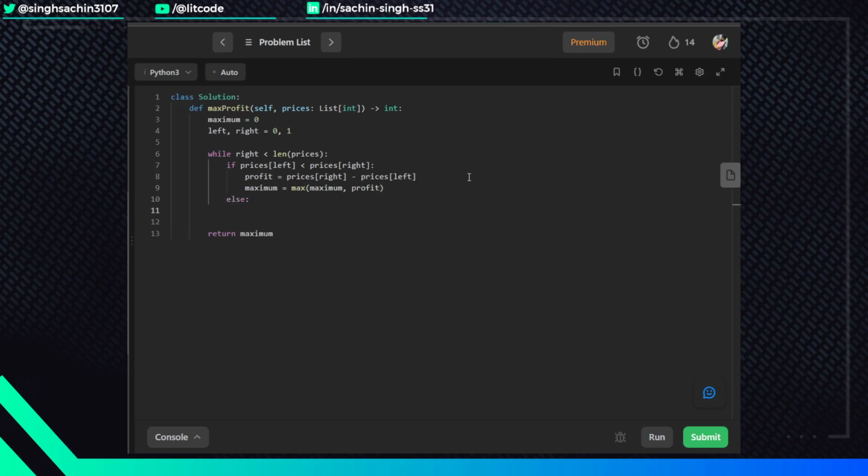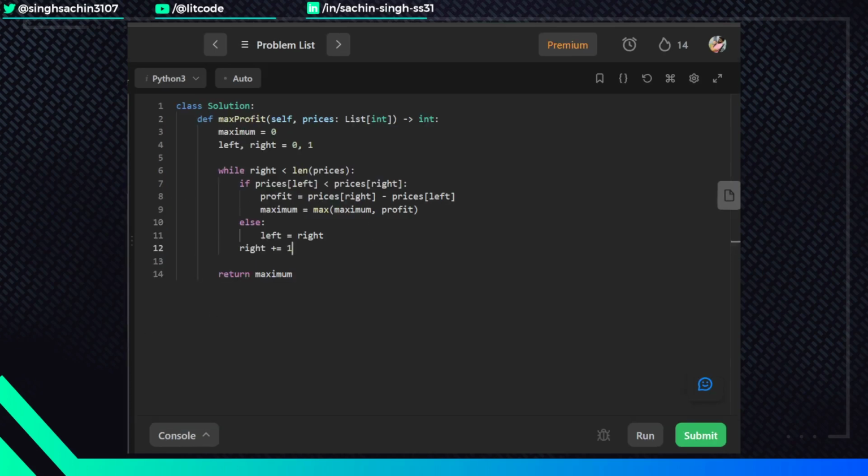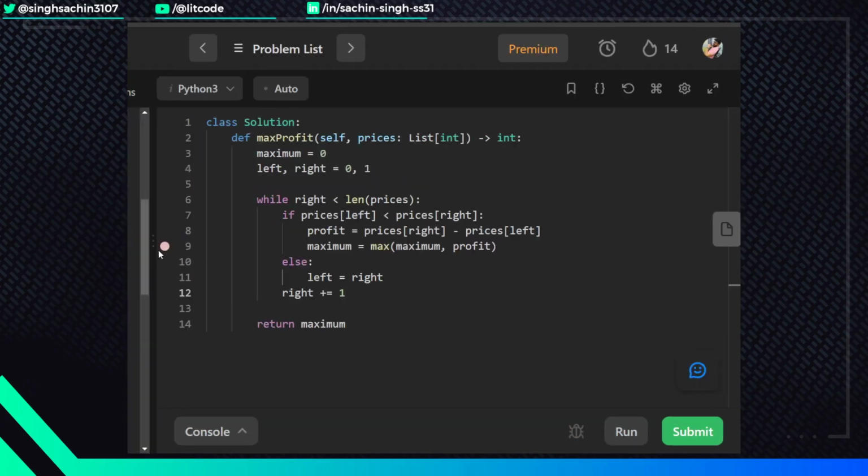Else, I wanted to change my left pointer and get it to where we are at right now. Okay. And at the last, no matter which condition gets executed, I want to update my right pointer. So yeah, this was the complete solution, and this is it. Let's check out the test cases.